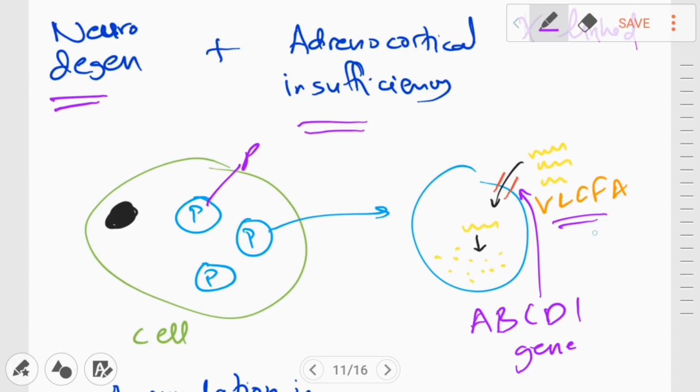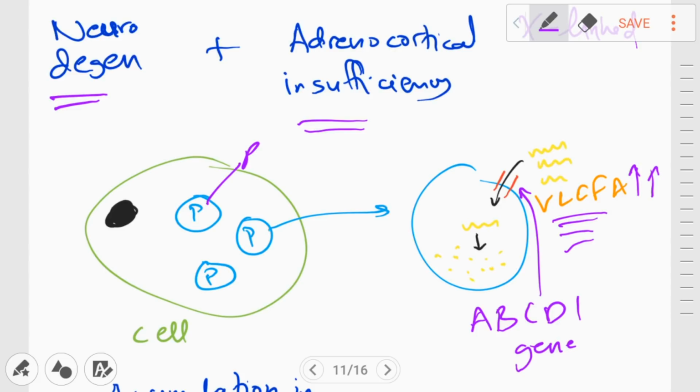Now, if this channel is defective because of this gene mutation, you will end up with accumulation of these very long chain fatty acids, especially in your adrenal cortex, in your central nervous system, and testes. And that is what results in the symptoms in adrenocortical insufficiency. So now we'll move on to the symptoms.